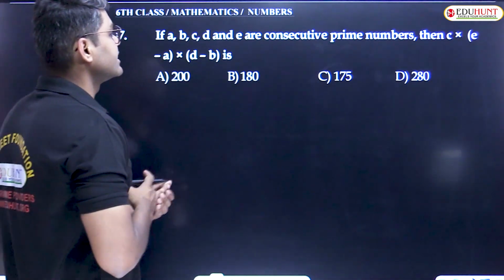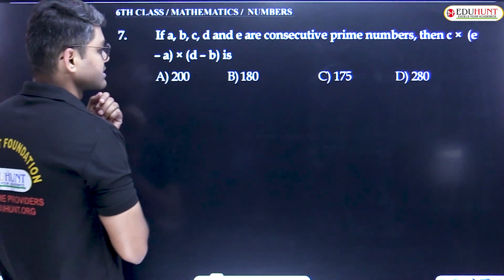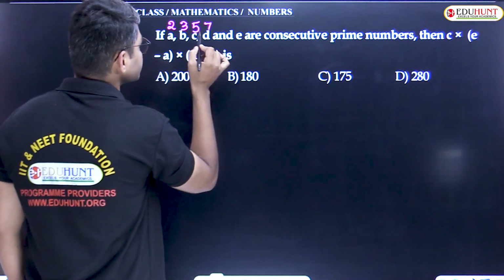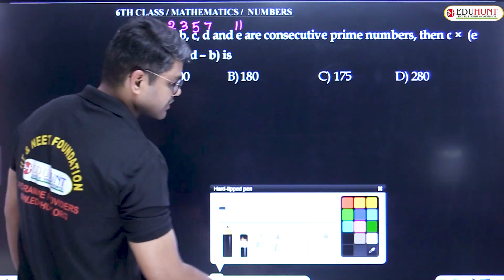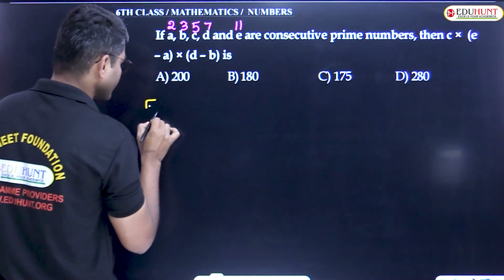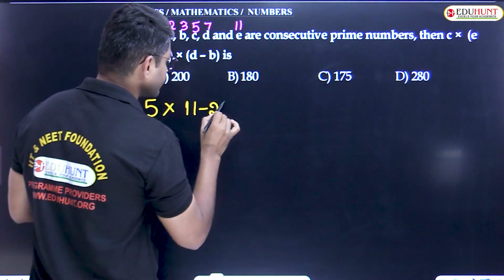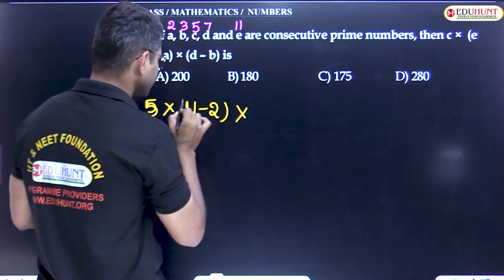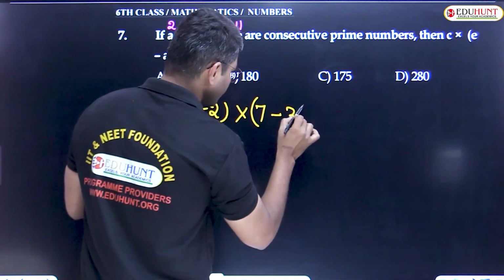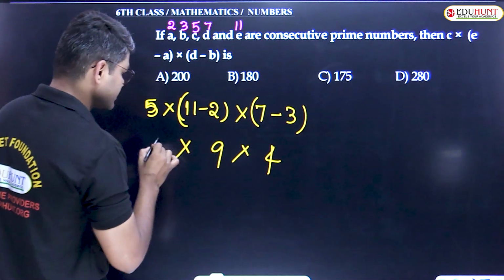A, B, C, D and E are consecutive prime numbers, then C into E minus A, divided by D minus B, is what? Let's take 2, 3, 5, 7, 11 and check with the example. C into E minus A, that means 5 into 11 minus 2, divided by D minus B, 7 minus 3. This is 4, this is 9, this is 5.